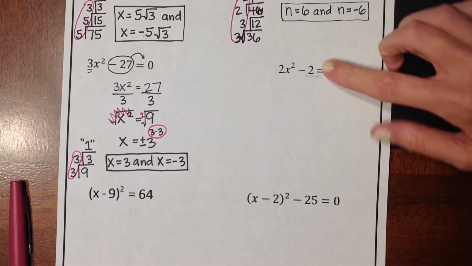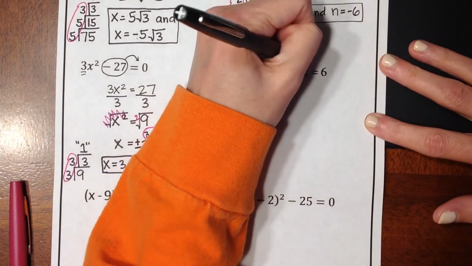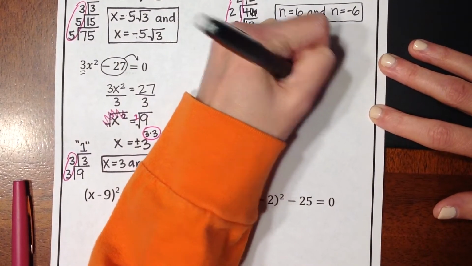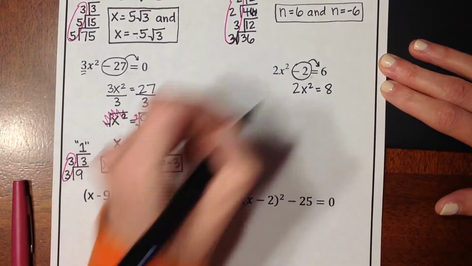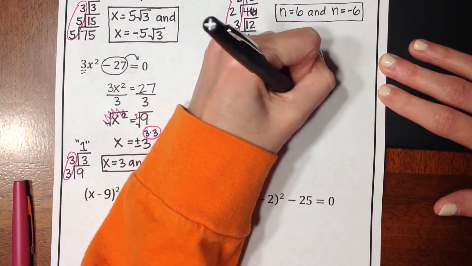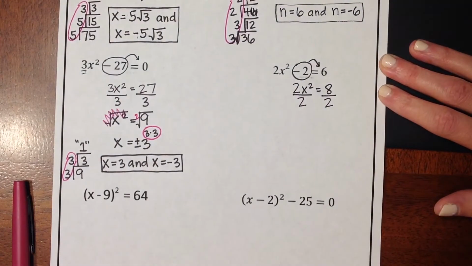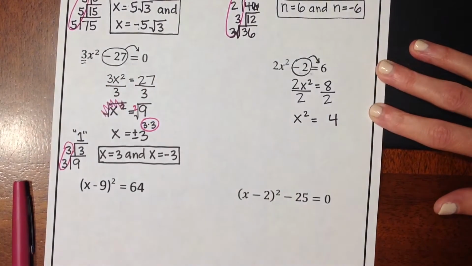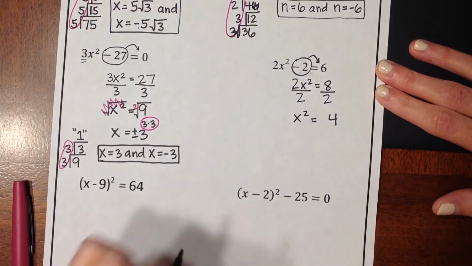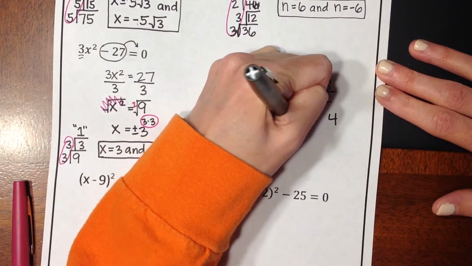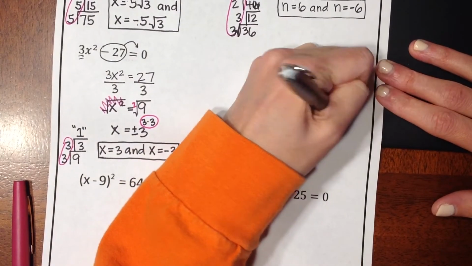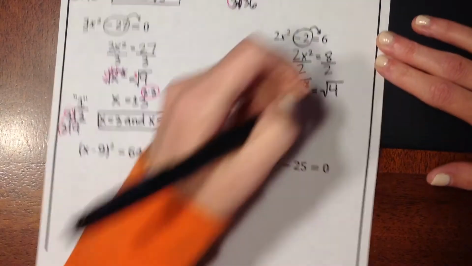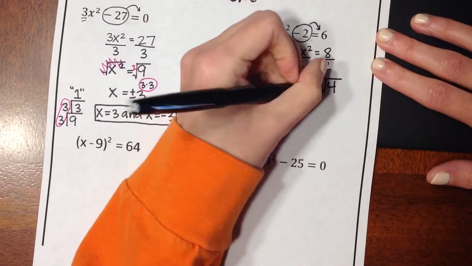All right, so now I've got 2x squared minus 2 equals 6. Again, all the constants get moved to after the equal sign, so I have 2x squared equals 8. Since my a coefficient is not a 1, I have to divide both sides by a, so that's going to leave me with 1x squared equals 4. And to cancel out my power of 2, I'm going to take the square root of both sides. So these will cancel out, and I'm just left with x equals.